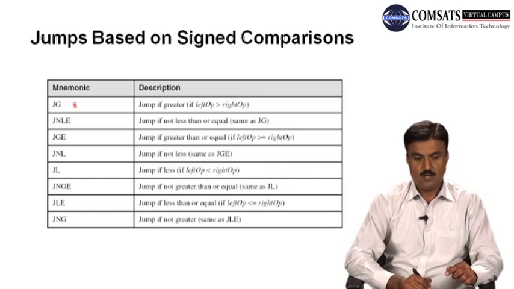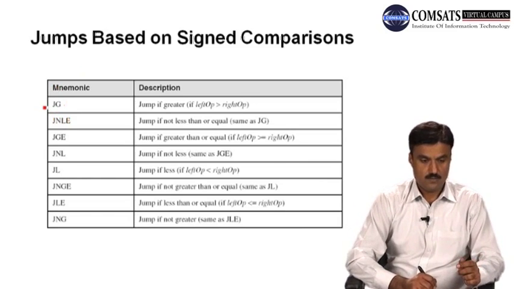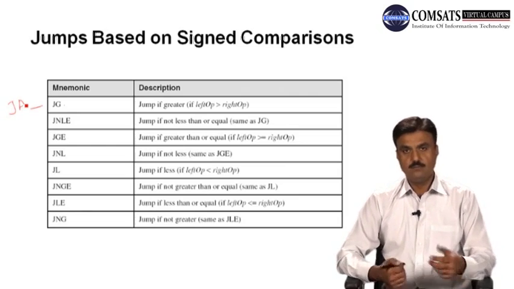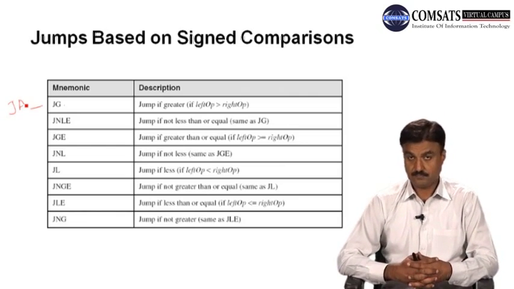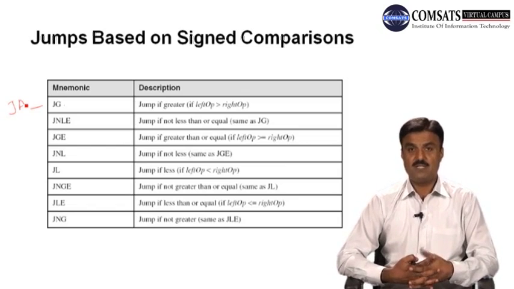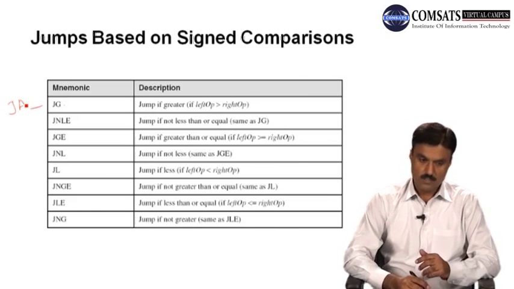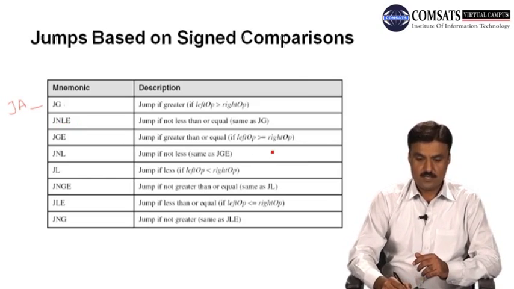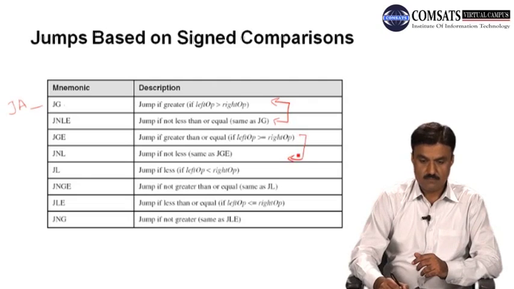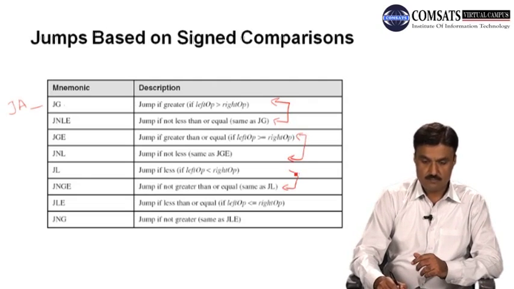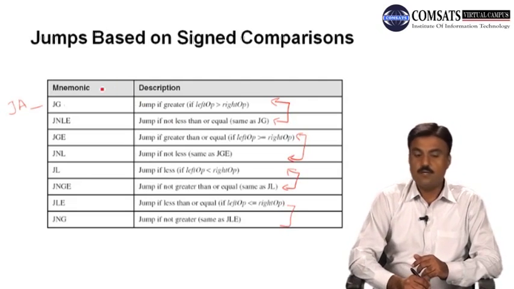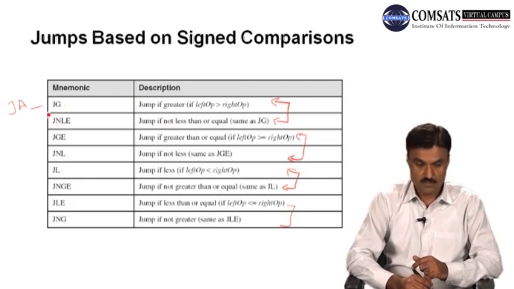So here you can see JG, jump if greater, and JA, jump above, or JG, jump if greater. It's almost similar to JA, but JA was for unsigned, and this one is for signed. Jump not less than or equal is similar to this one. They both are the same. Similarly these two are the same, and these two. But you can use all these instructions in your programs.